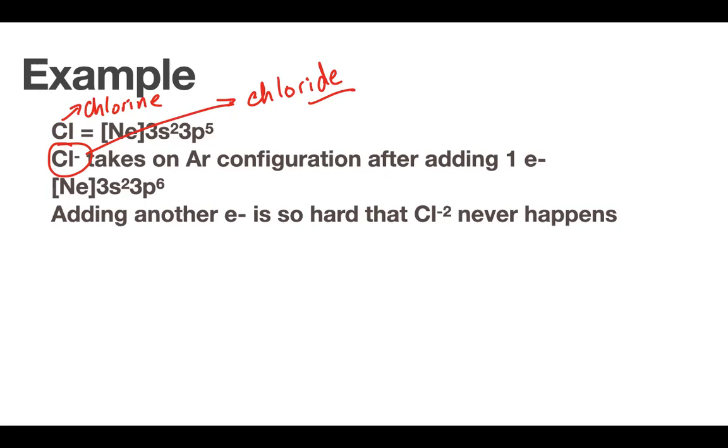All right, if we have the chloride ion, adding a second electron is so hard that you never see Cl-2. It doesn't exist. I mean, it could exist probably for a millisecond, but again, you're going to have to use energy to force it to take the electron. And as soon as that energy is gone, it's going to kick the electron out again.